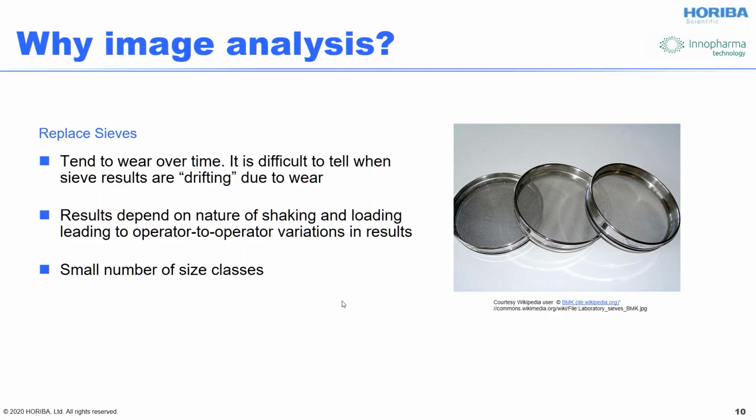Sieve sets are not horribly expensive when you first get them. But since you're beating on them with your particles, you will see that your sieves and your screen sizes tend to shift with time, so you'll just watch your results drift. The results are pretty sensitive to the operator. There are some ways to mitigate that, but you do have to think carefully about how you shake and load a sieve stack, and that can lead to operator variations in results. You also have a fairly small number of size classes. You can make a stack of about 10 sieves, and then things get silly.